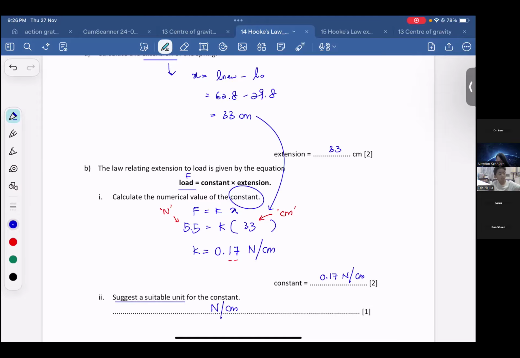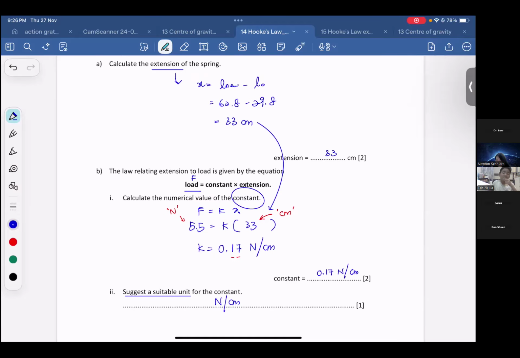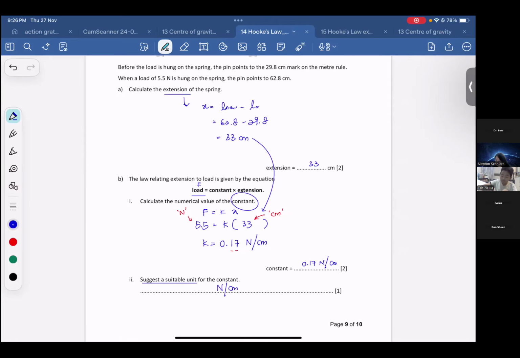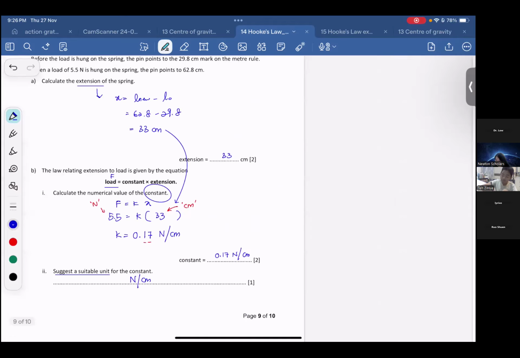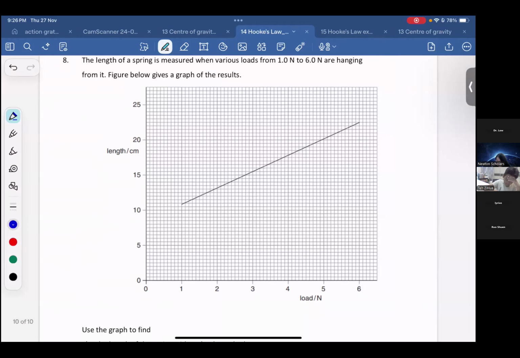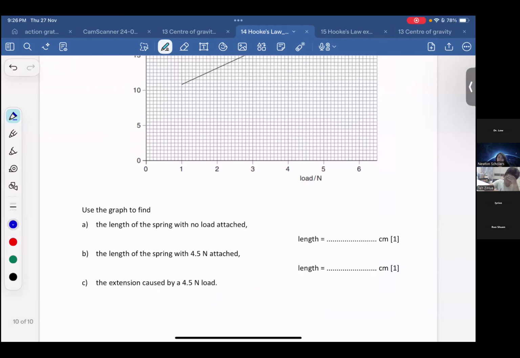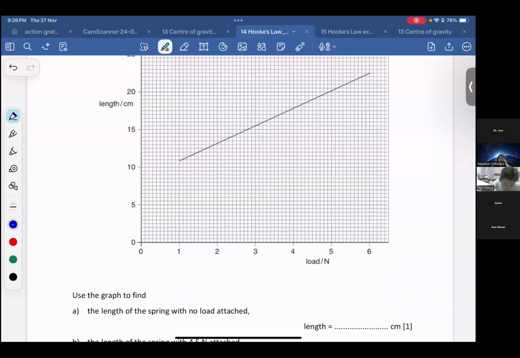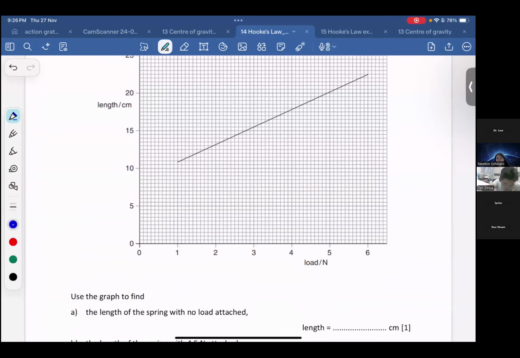Last part. Okay, last part is here. The length of the spring is measured when various loads from 1 Newton to 6 Newton are hanging from it. Okay, the figure below shows the graph. Use the graph to find the length of the spring with no load attached. No load attached. What is your length? My dear, what do you think? Correct, Angeline. How about others? Do you know how to find?